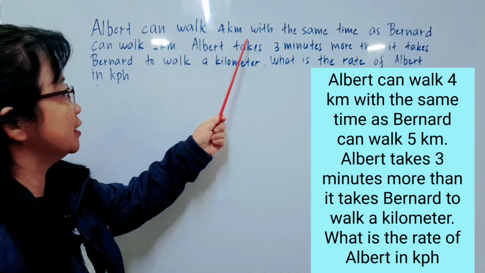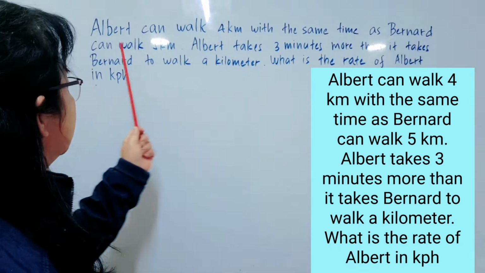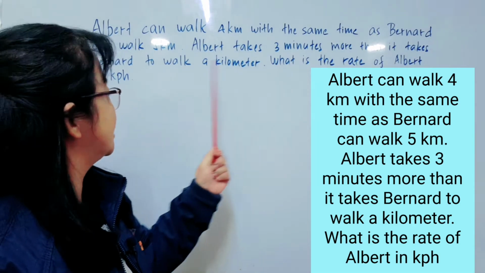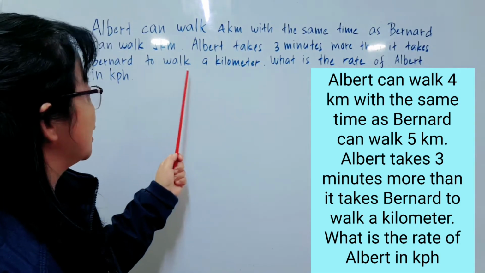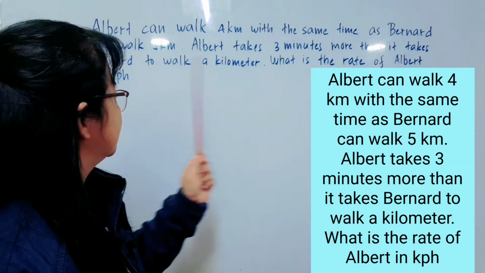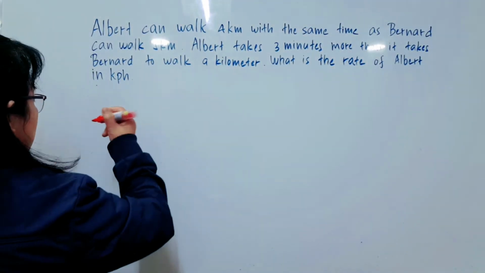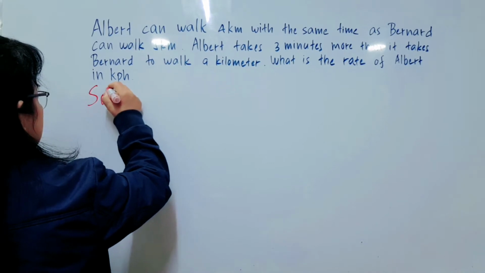Albert can walk 4 kilometers in the same time as Bernard can walk 5 kilometers. Albert takes 3 minutes more than Bernard to walk a kilometer. What is the rate of Albert in kilometers per hour? Now, how to solve this one?